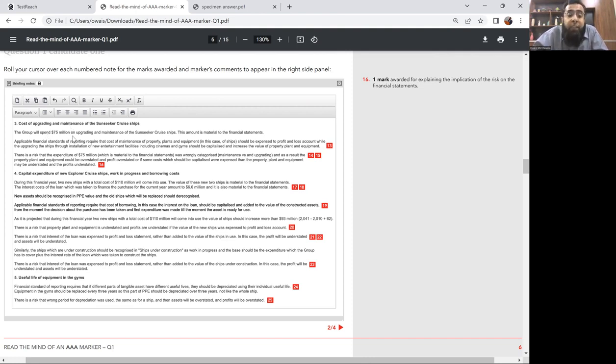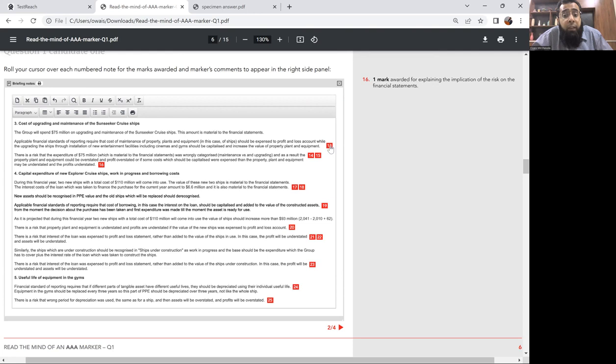The group will spend $75 million on upgrading and maintenance of Sunseeker group ships. This amount is material to the financial statement. Very well. Okay. The applicable financial reporting standard requires that the cost of maintenance of property, plant, and equipment, in this case of ships, should be expensed to profit and loss, while the upgrading of ships through installation of new entertainment facilities, including cinema and gym, should be capitalized and increase the value of property, plant, and equipment. Very well.